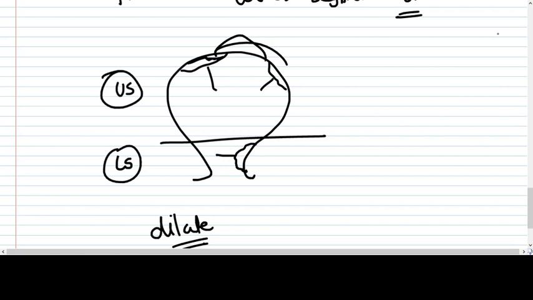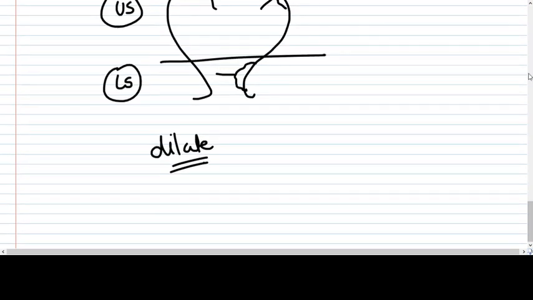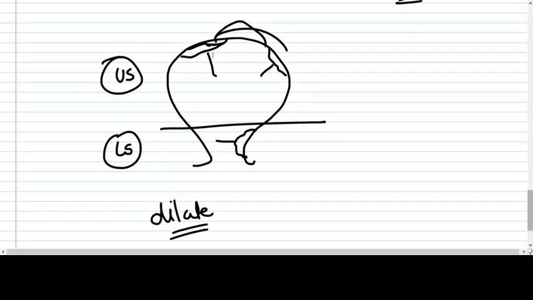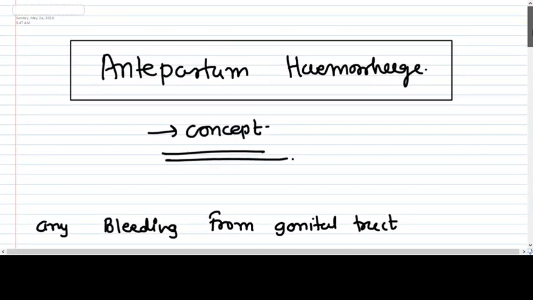happens. This is the main cause of abruptio placenta and placenta previa. I hope this concept is clear to you now.